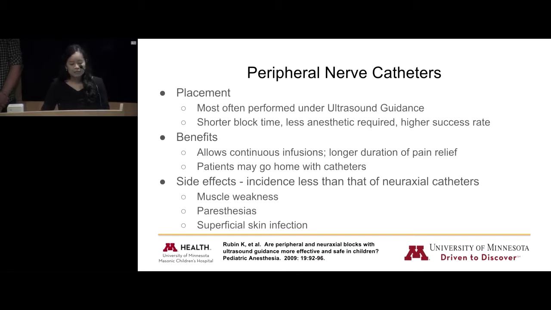Benefits, as mentioned, are continuous infusions and longer duration of pain relief that can go on for days, and patients often go home with catheters, with follow-up with the anesthesia team on an outpatient basis. So what do we think about in terms of side effects? Fortunately, peripheral nerve catheters have less incidence of side effects than neuraxial anesthesia catheters, and certainly single-shot peripheral nerve blocks have less effect than catheters. The things that would keep us up at night would be permanent muscle weakness and paresthesias. Sometimes superficial skin infections can happen, but that's often mitigated by removal of the catheter.